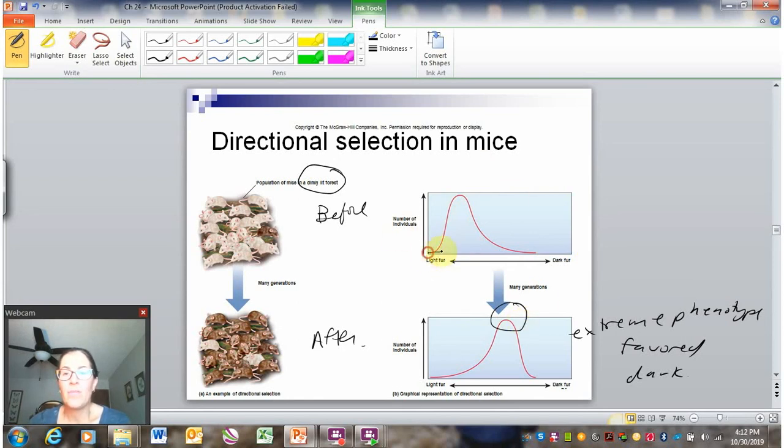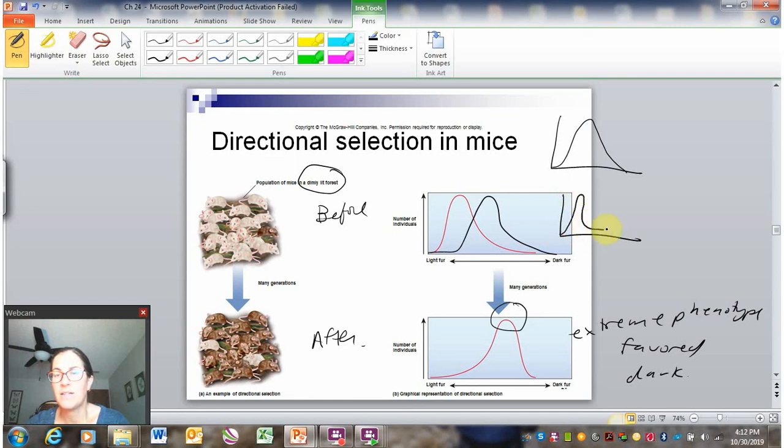But you could also have a population that started out like this, where mostly all of your mice were in between, like maybe they were gray. And then we saw a shift towards mostly dark. That would still be directional selection. You might also have a population that started out like this and shifted to mostly light. So if this is your before, this could be your after, okay? So your before can look different. When we say directional selection, what we mean is that the end point is the same. Either one extreme or the other is favored.